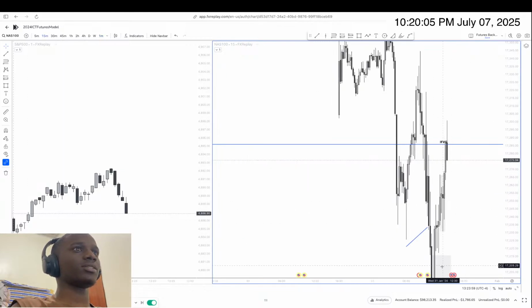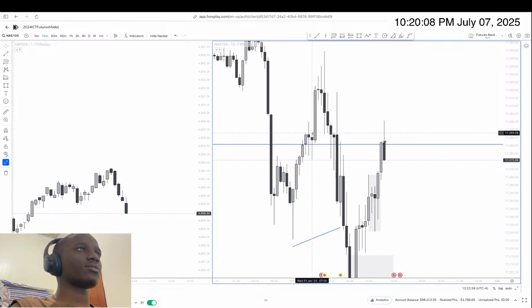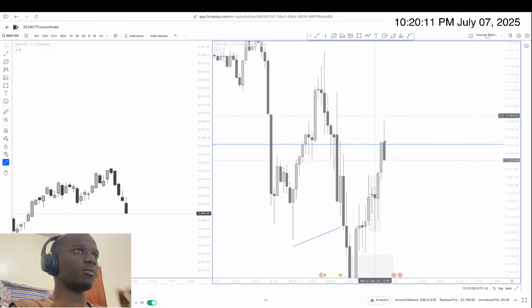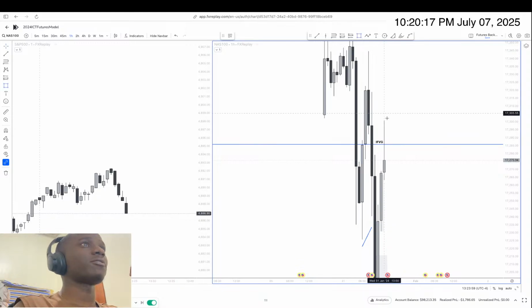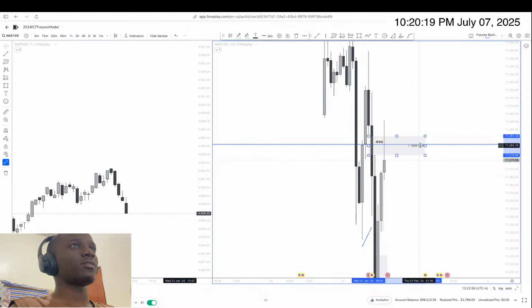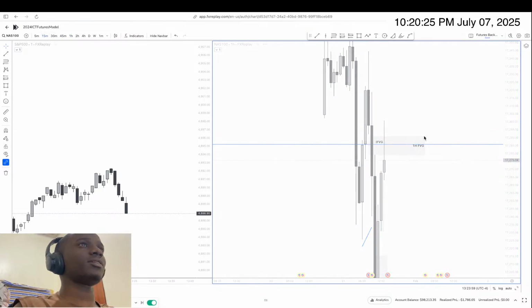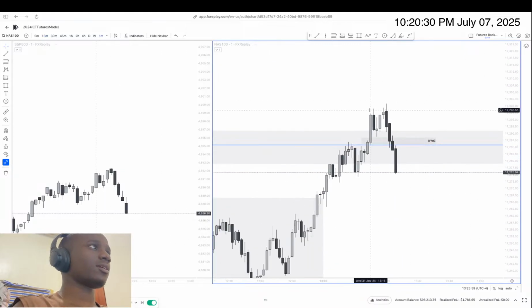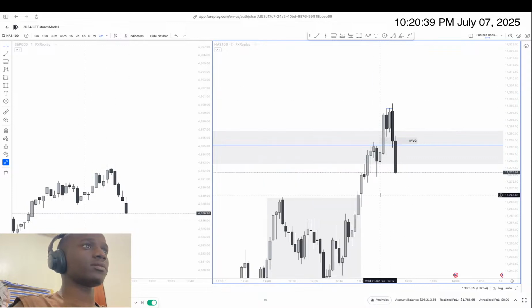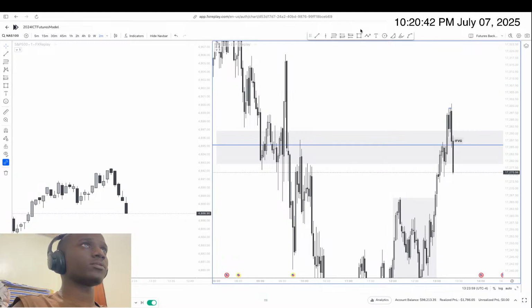So 15 minutes doesn't have anything other than this breaker-like structure. How about the 30 minute? Nothing. 1 hour, well, fair value gap on the 1 hour. We're in the 1 hour fair value gap here. Going on the 15 minute, you can see that we're rejecting the gap, and now on the 1 minute I had this high taken out slightly. On the 2 minute, well, we can also mark this as a valid sweep.